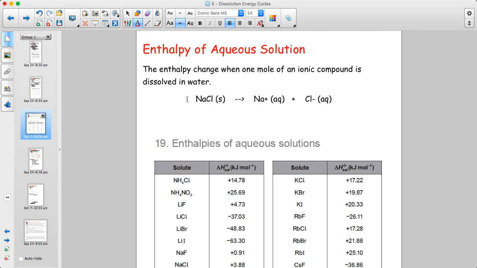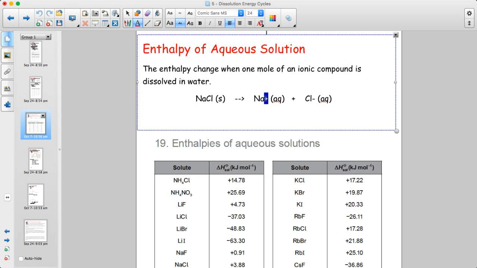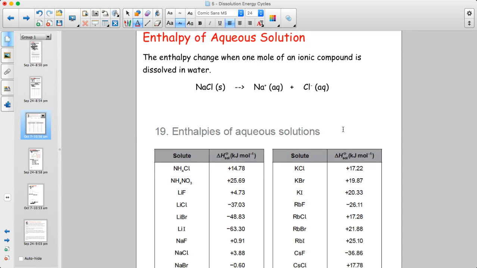And the last enthalpy change to be concerned about for these energy cycles is called the enthalpy of aqueous solution. So the enthalpy change when 1 mole of an ionic compound is dissolved in water. So this is what you would have experienced in daily life, which would be taking salt and dissolving it in water, and whether or not that enthalpy change is going to be exothermic or endothermic.